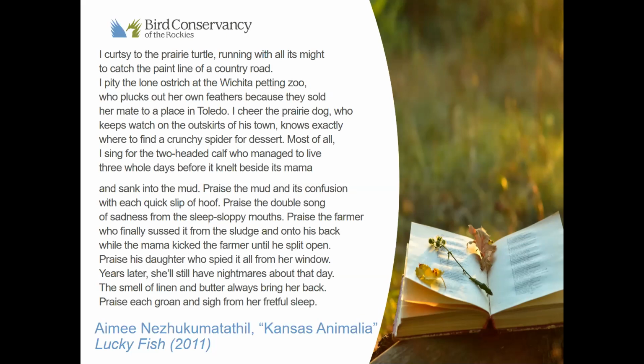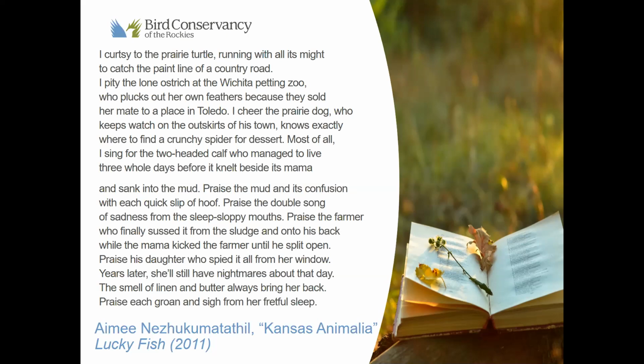Now, I know that's not exactly the most uplifting example to start with, but I chose it because of all the imagery she uses to get us to connect to each animal in that poem, each bit of nature in that poem, be that the turtle, the ostrich, or the calf. She really creates a scene with great brevity. I don't know about you guys, but as I heard about the turtle running with all its might to the middle of the country road, I knew exactly what that looked like in my head, and I had a whole story about that little turtle in my head already.